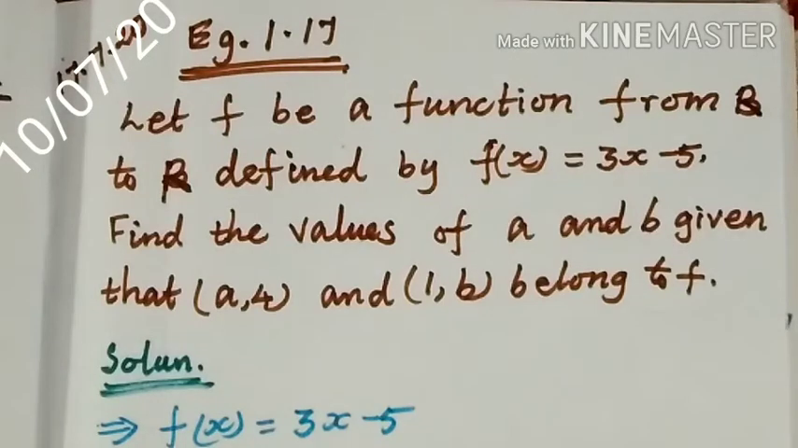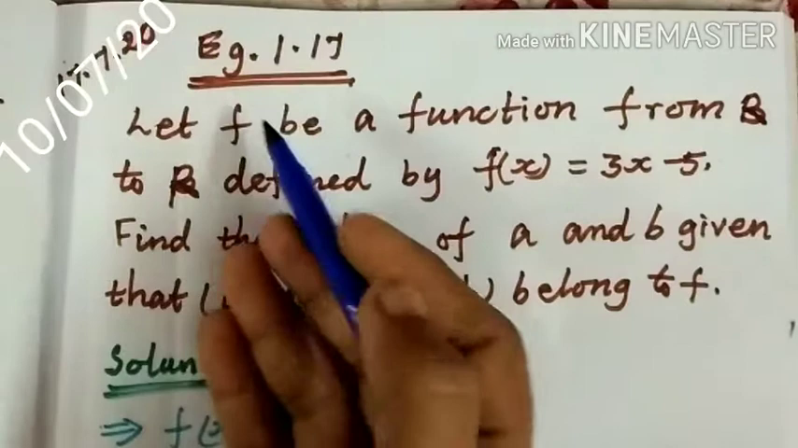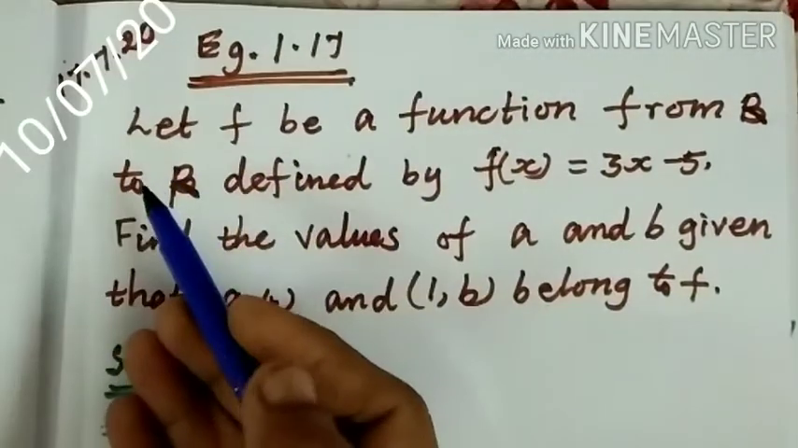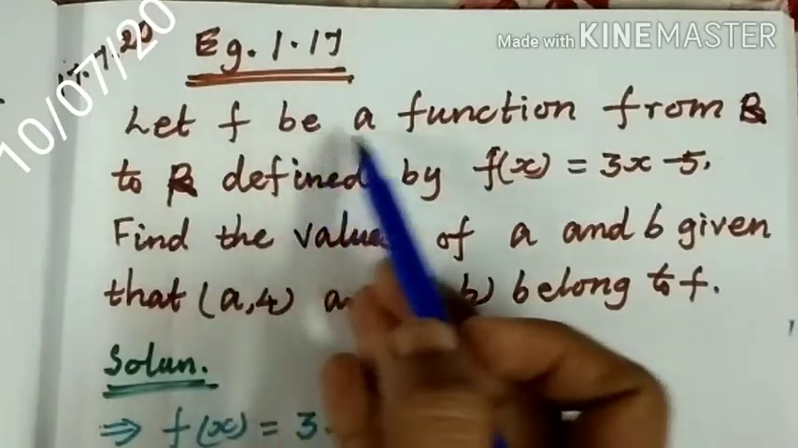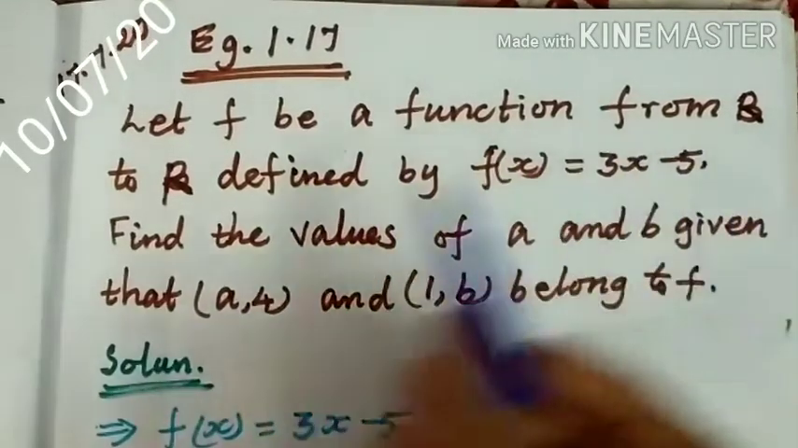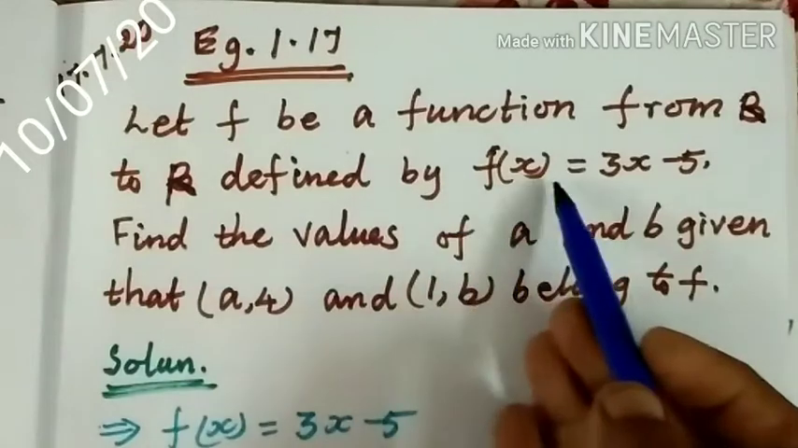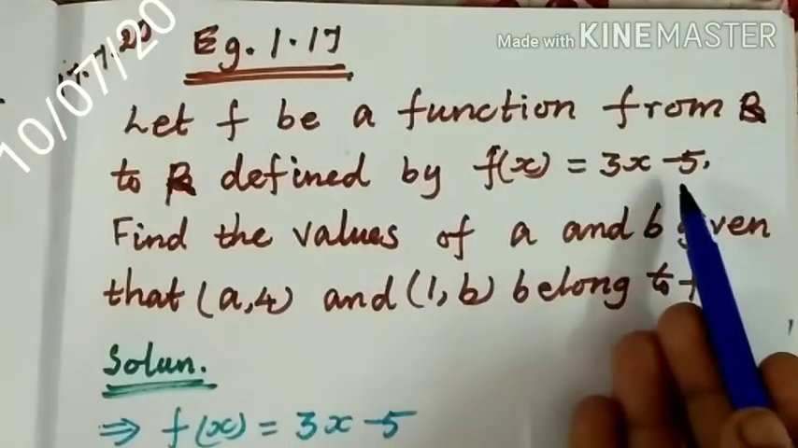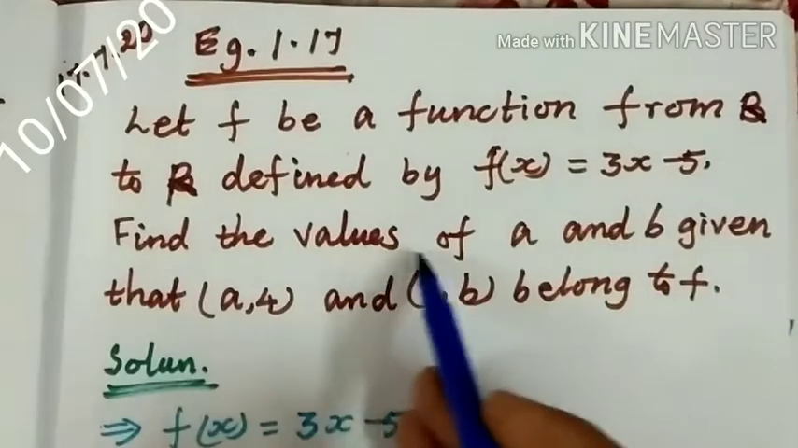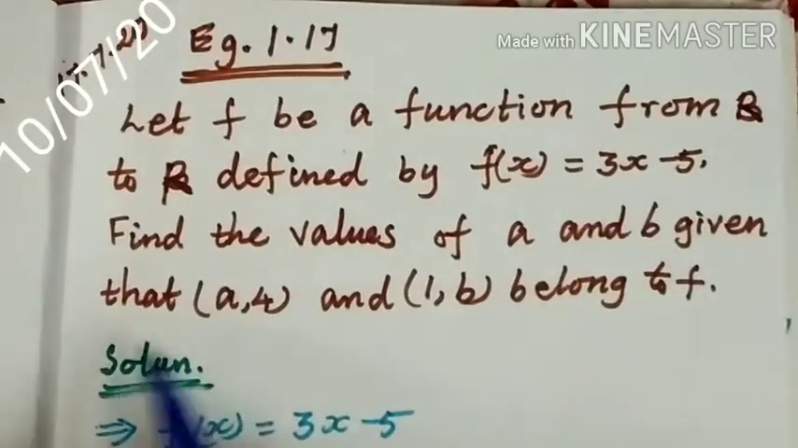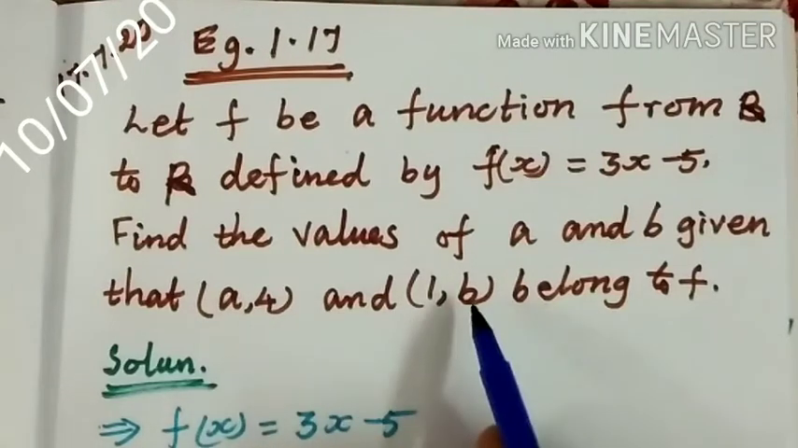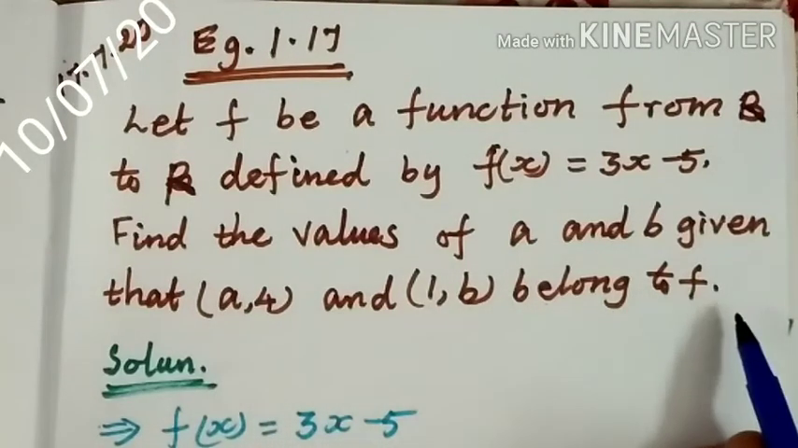In 10th Maths Chapter 1 Relation and Function, today we are going to learn the solution of the last 3 examples in exercise 1.4. In example 1.17, see the question. Let f be a function from R to R defined by f of x equal to 3x minus 5. Find the values of a and b given that (a, 4) and (1, b) belong to f.